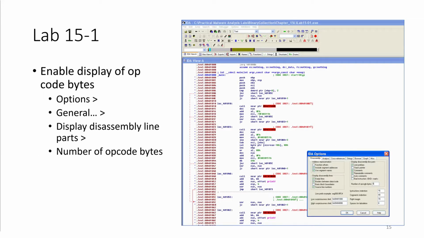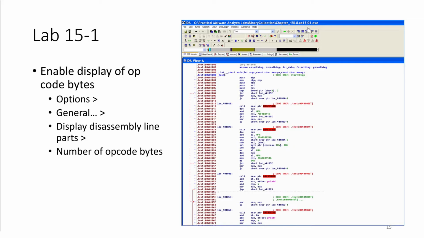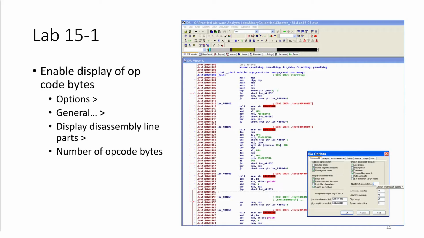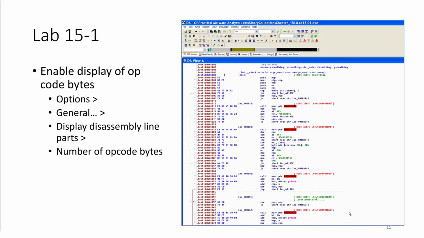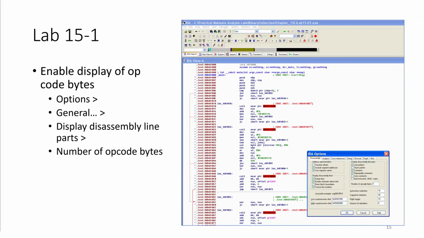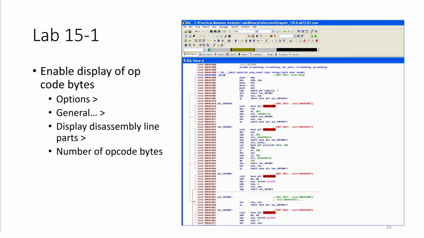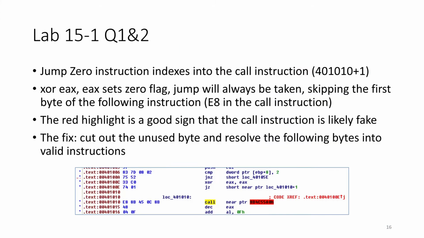Analysis is a lot easier if you can see the bytes in each instruction. To enable this in IDA, you click Options, then General, which opens up a window. In the Display Disassembly Lines part, put a number in the box for the number of opcode bytes to display. I went with 5 since this is the most I need for analyzing these labs. If an instruction has more than this, IDA will just display a plus after the 5th byte.